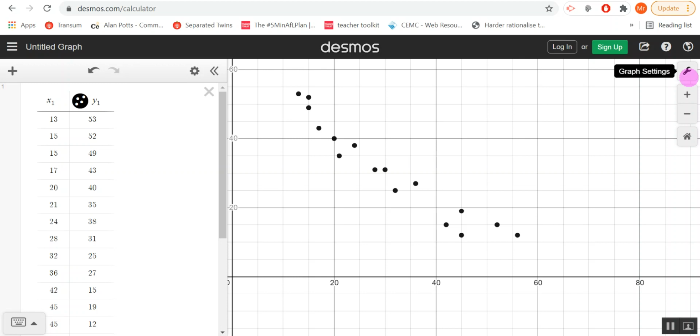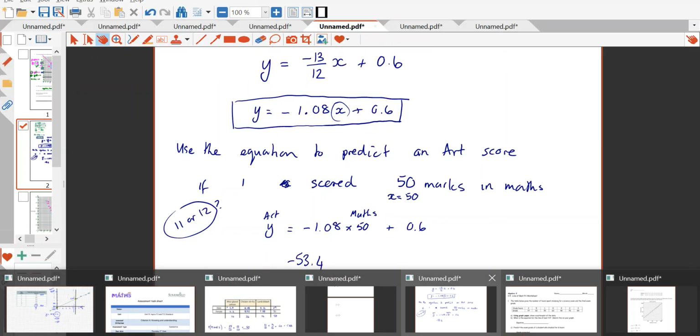All right. So what we're going to do is get the computer to tell us the correct equation now, and we're going to compare what we did to what it got and see how different we were. There must be something wrong with it, since our equation was wrong, so one bit must be wrong. So let's see what the computer comes up with. Just to remind you, we came up with an equation of negative 1.08x plus 0.6.